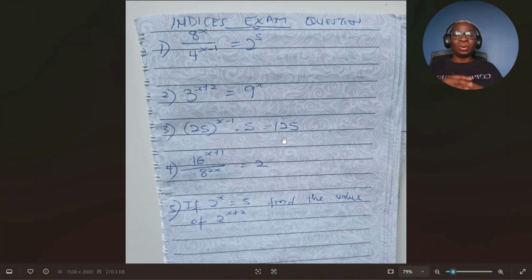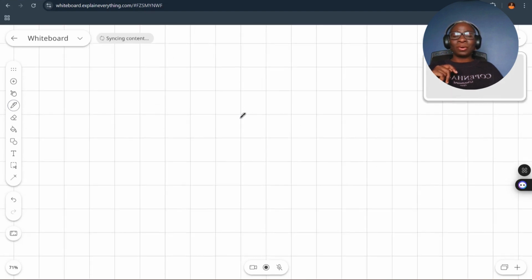We solved some last week. If you missed the video, you can look for it. And here is another set of indices questions that you can find in your exam. So if you come across questions like this, how do you solve them? Let's see how to tackle this type of questions.